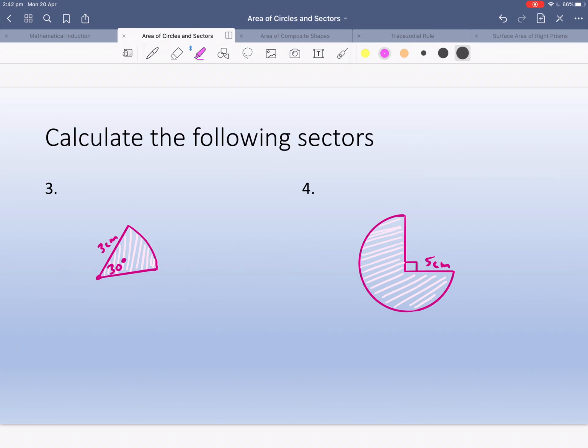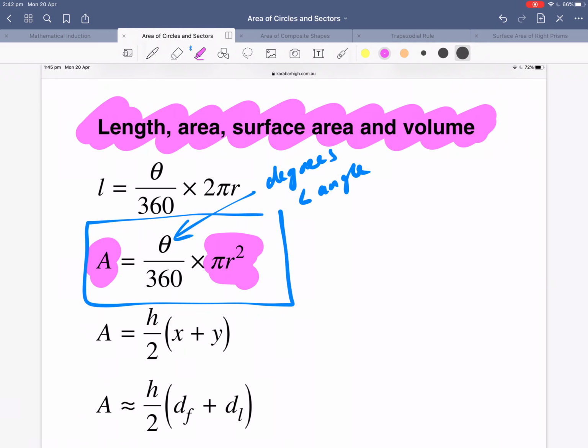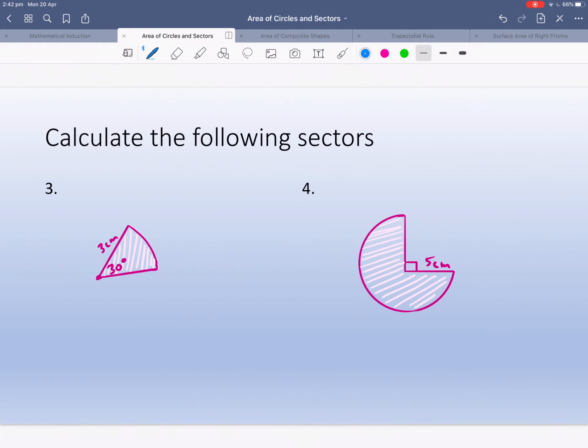Here we have 2 sectors. Now that is the formula that we saw there. This is the area of a sector. So can you write this down? Area of sector, okay? Because we'll be using this in this formula. So area equals theta over 360 times pi r squared.